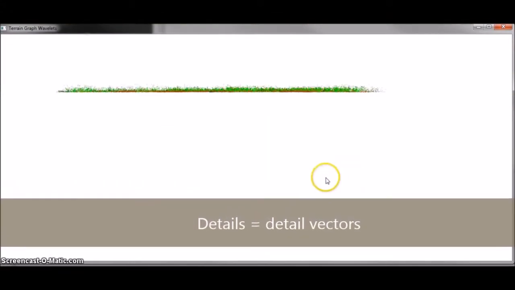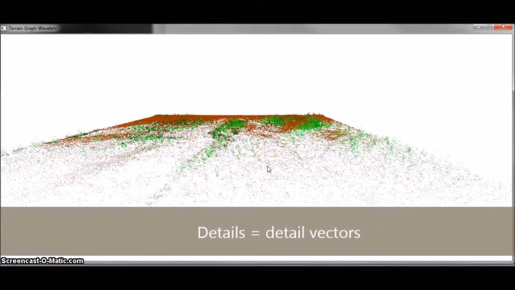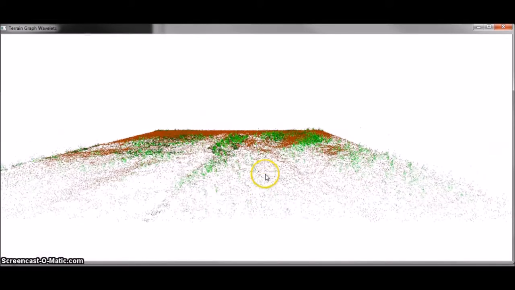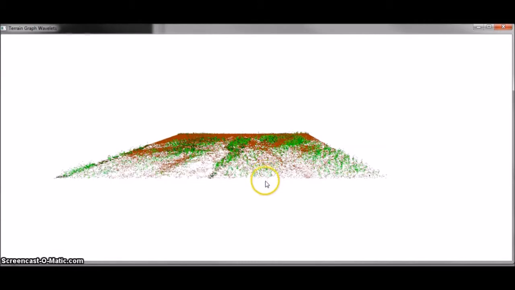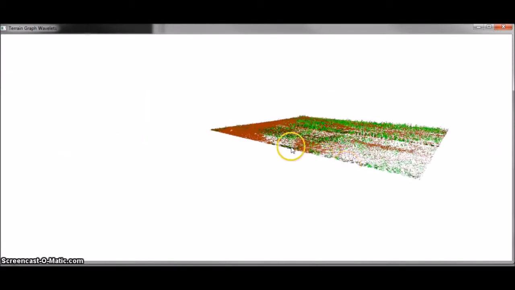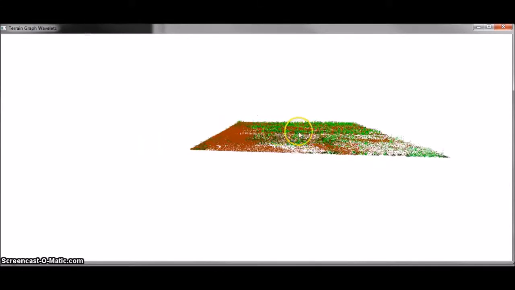Finally, our most interesting analysis byproduct is the set of detail vectors. After each downsampling step, the extracted details are stored as difference vectors. The information stored this way corresponds to different frequency bands of detail. From fine to coarse, we expect the majority of the difference vectors to first correspond to small vegetation formations or small rock formations, for example.